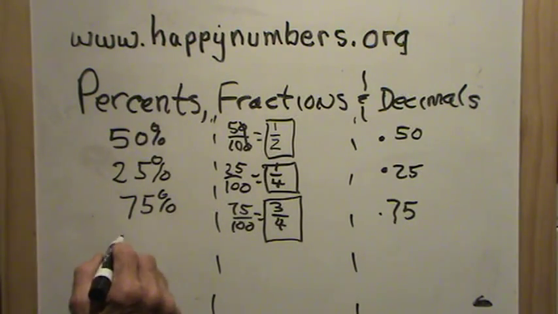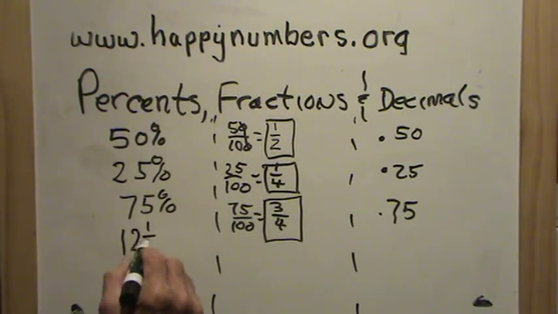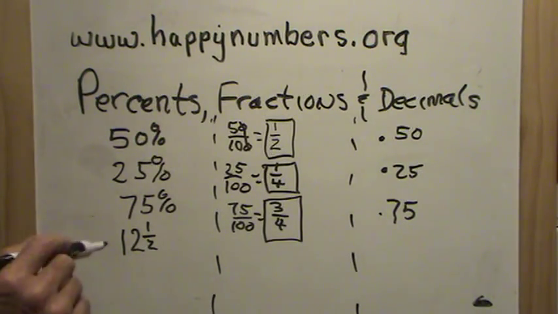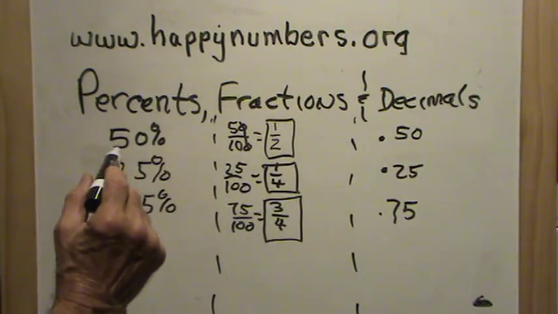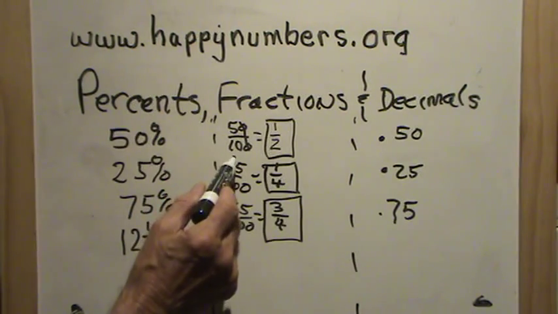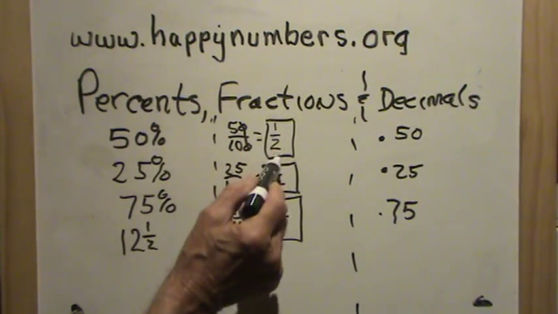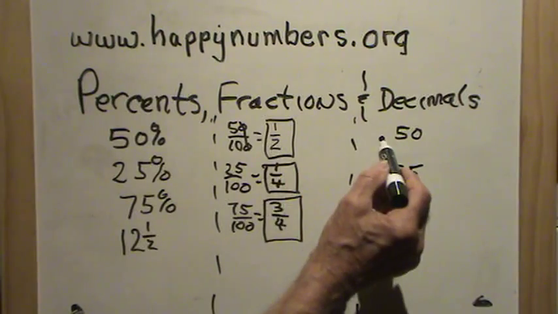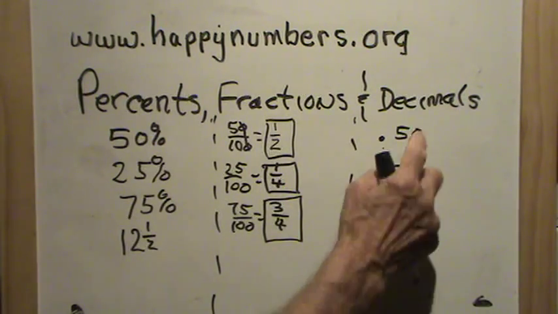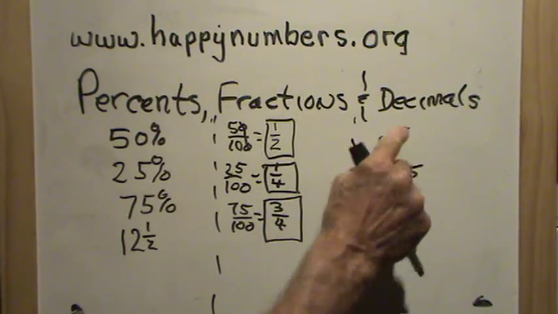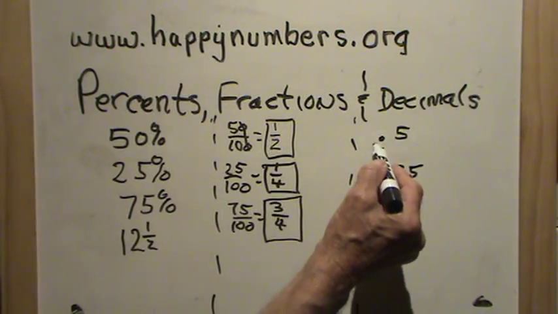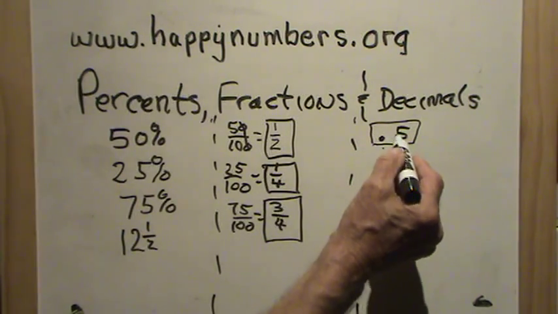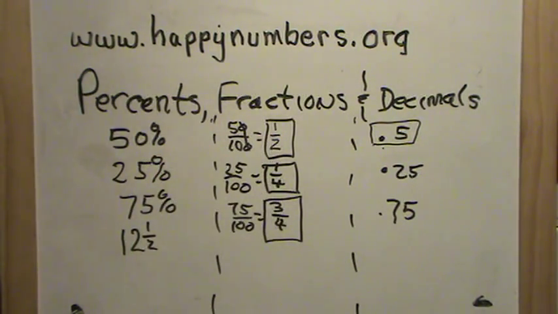Now here's one that's a little different. Let's take 12 and 1/2. Okay. Oh, by the way, before we do 12 and 1/2, I neglected to mention this up here. I said 50% is 50 over 100, and we cross out the zeros and reduce, we get 1/2. And 50 over 100 is 50 hundredths. We can take that 0 away. So 50% is really 5/10 in decimal form. 5/10 is equal to 1/2.